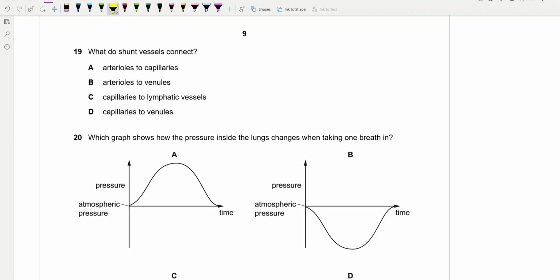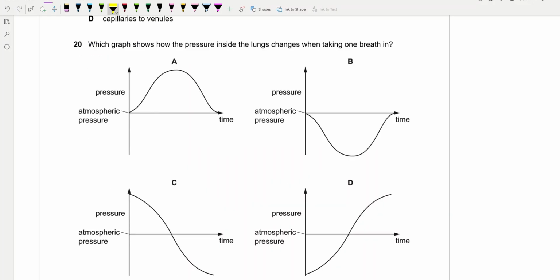Question number 19. What do shunt vessels connect? Shunt vessels connect arteries and veins. So the answer would be option B, arterioles and venules. Question number 20. Which graph shows how the pressure inside the lungs changes when taking one breath in? The answer would be option B, as when you take one breath in, the pressure decreases.